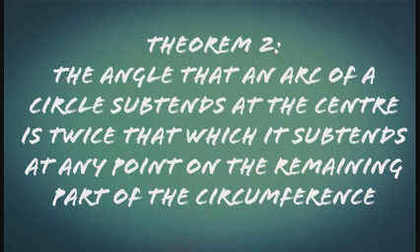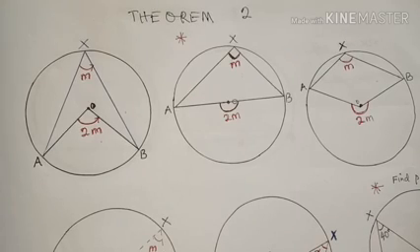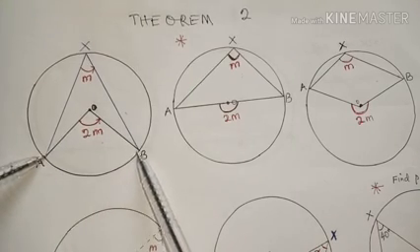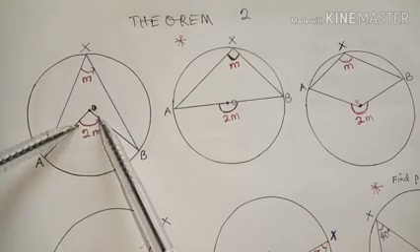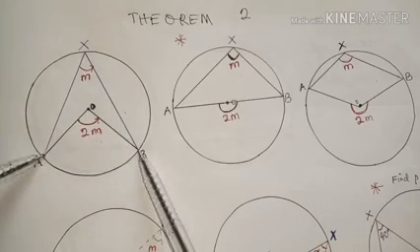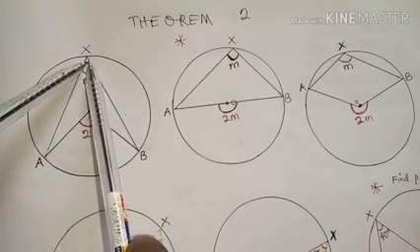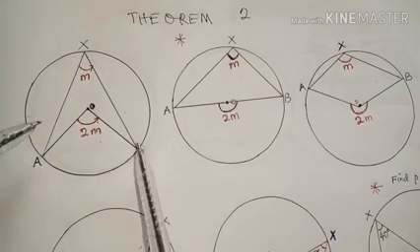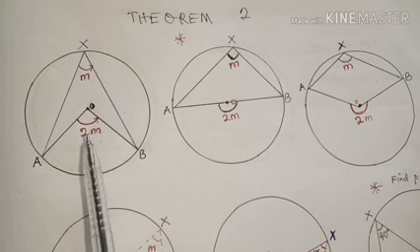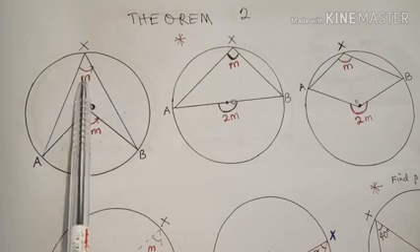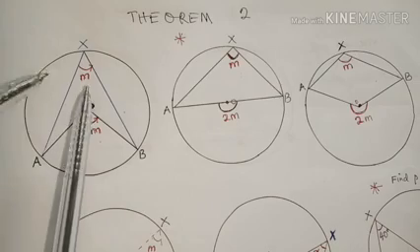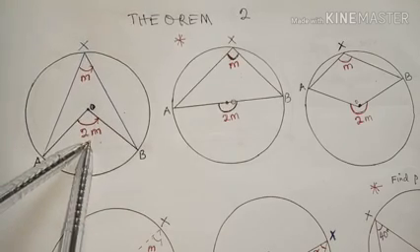Theorem 2. The angle that an arc of a circle subtends at the center is twice that which it subtends at any point on the remaining part of the circumference. What the theorem is saying is that from this given arc, if I form an angle at the center, and from the arc again, I form an angle at the circumference of the circle, the angle formed at the center is 2 times the angle formed at the circumference. So if I call this M, this will be 2M.